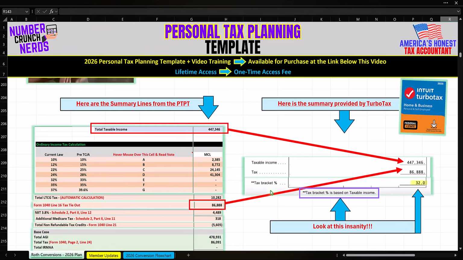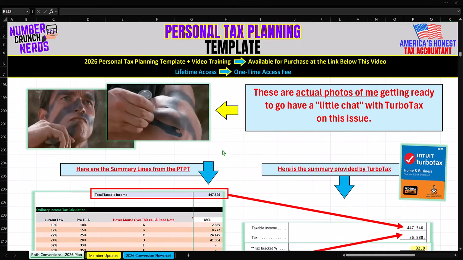And yet right here in this tax bracket percentage provided by TurboTax, they told this individual that they were in the 32% bracket. This individual was absolutely livid. They didn't want to be in the 32% bracket. They were only trying to do their conversion into the 24% bracket. And of course, I was equally livid. You can see how I was dressed right here. I even blew up 5 buildings before I found the answer.